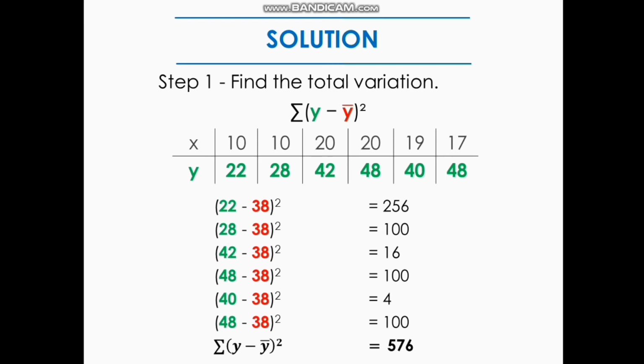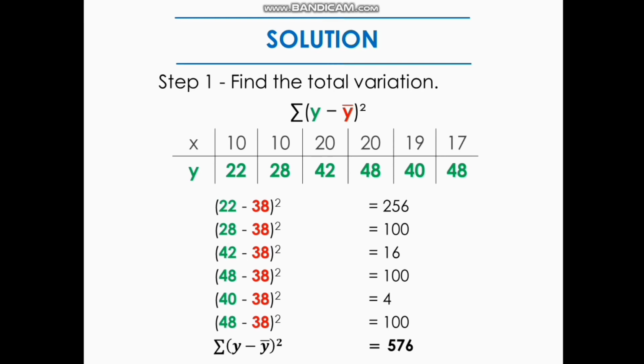So the square of 22 minus 38 is equal to 256. The square of 28 minus 38 is equal to 100. The square of 42 minus 38 is equal to 16. The square of 48 minus 38 is equal to 100. The square of 40 minus 38 is equal to 4. The square of 48 minus 38 is equal to 100.